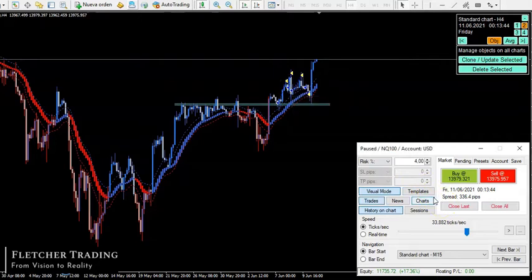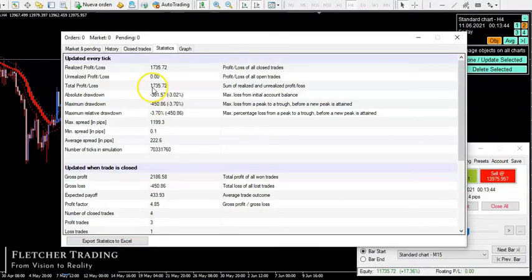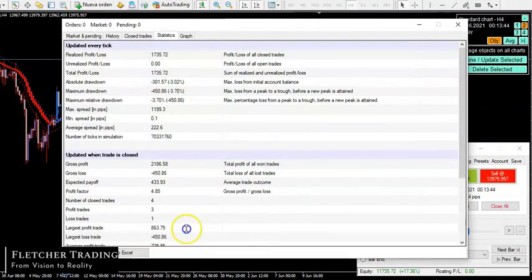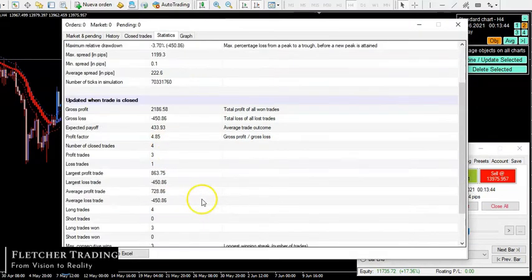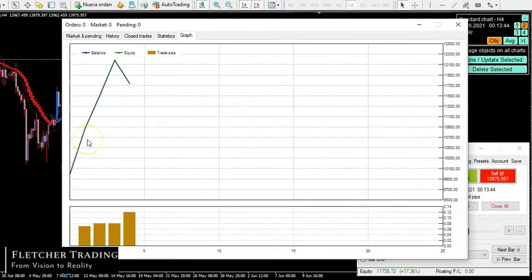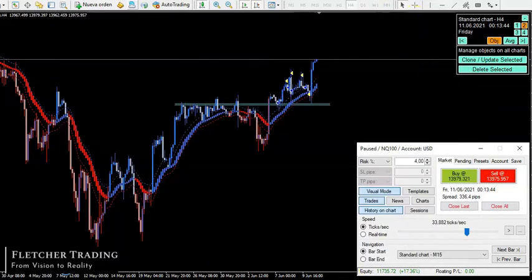So let's jump in and look at the stats for the first 4 trades that we've had. As you can see, we've got a total profit of £1,700 now, which is 17% of the account. 4 total trades, 4 of which were profitable. We've got an average profit of 728 and an average loss of 450. And as we can see, the graph here is starting to form, which is looking good. So let's look at some more trades.